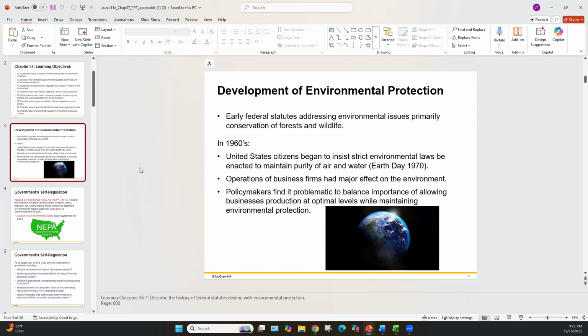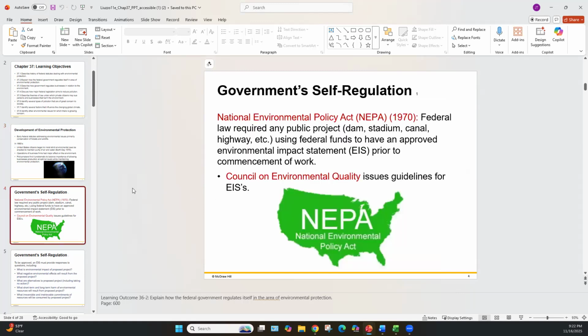Policymakers find it problematic to balance the importance of allowing business production at optimal levels while maintaining environmental protection. They're really still looking for synergy here, right? If you limit production, you limit the ability for people to make money and to work. But if we let that just run wild, we end up polluting our local areas and, of course, the country as a whole.